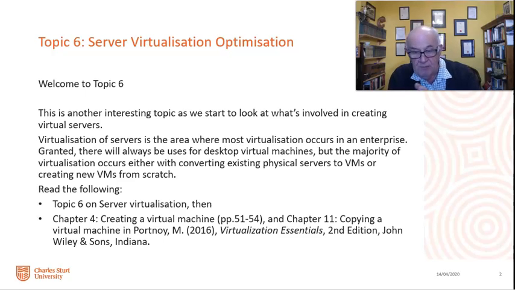So a bit of reading first. I'd suggest have a look through Topic 6 in Interact on server virtualization optimization. And then there's 2 chapters that you need to look at in the Portnoy book. Chapter 4, creating a virtual machine, there's 3 and a bit pages on P2V, physical to virtual migration. You need to read those. And then chapter 11, copying the virtual machine, covers a lot of the other stuff that we will look at today.